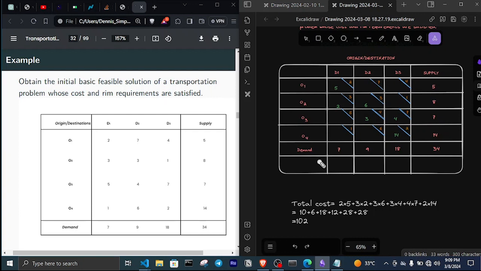So as I said, the main goal of the transportation problem is to minimize the cost of transporting goods from an origin to a destination.